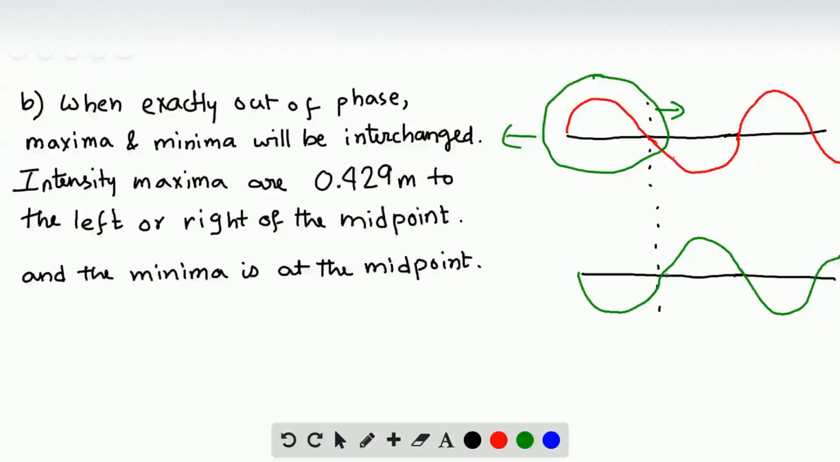So that means when exactly out of phase, the maxima and minima will be interchanged, right? So that's why the intensity maxima will now be at 0.429 meter to the left or to the right of the midpoint, because as we explained that we can move it to the left or right and we'll get this wavelength back. So yeah, so that's why the maxima will be 0.429 meters to the left or right of the midpoint, and the minima will be at the midpoint because they are now out of phase. So that's where you're getting your minima. So the minima will be at the midpoint.